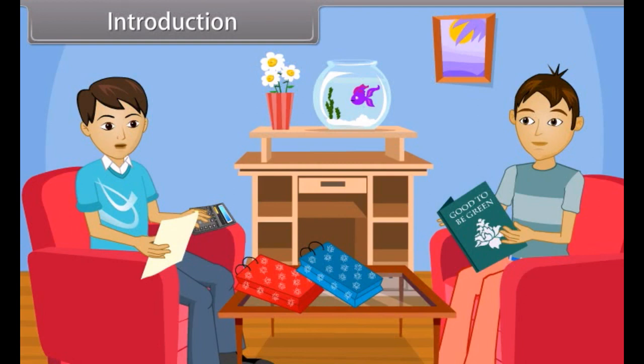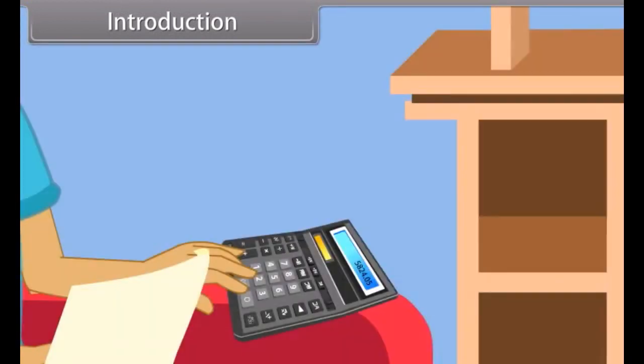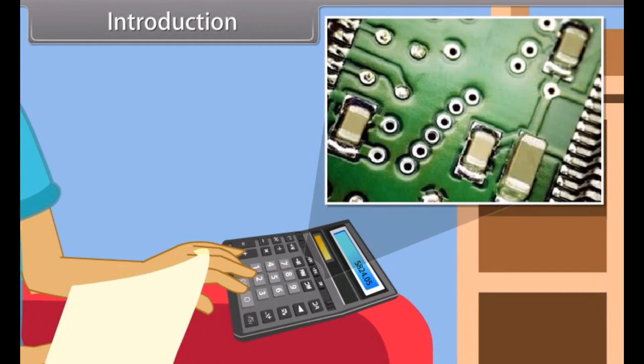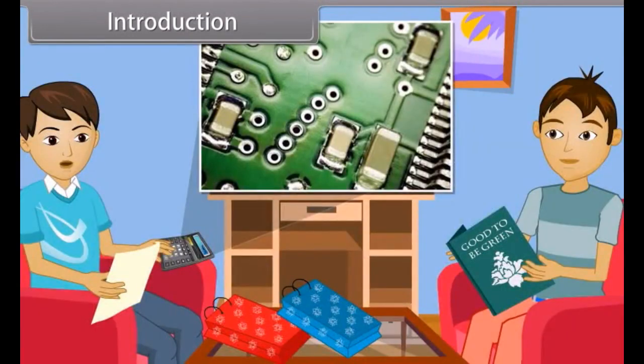Okay, Raj, I will tell you. A calculator works on the combination of diodes. A diode is a semiconductor device and it can be used for on and off purposes. When the diodes are arranged in a particular manner, then they give a specific logical result.